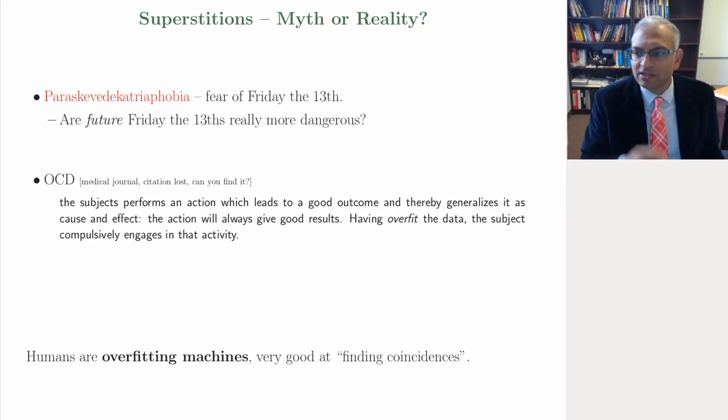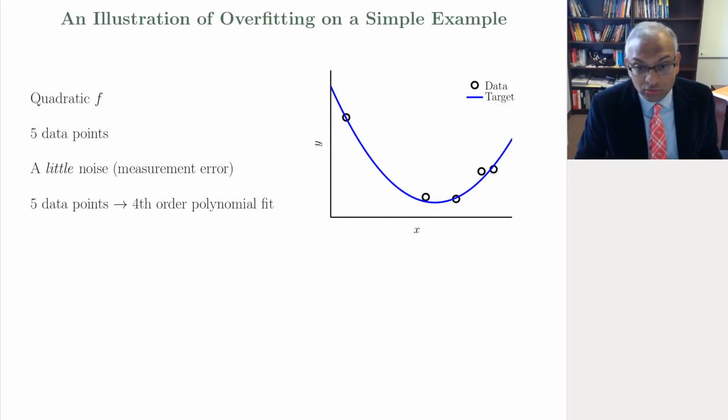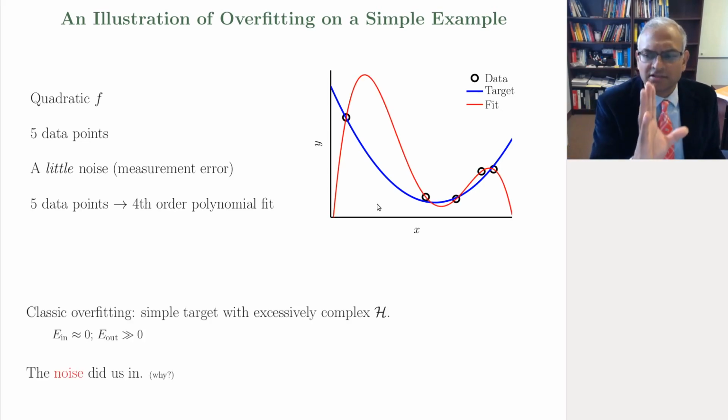Now let's try to pin this down for machines. I'm going to show you the typical scenario in which overfitting occurs. So here's a blue target function. It's a quadratic. I created 5 data points, and what's interesting about these data points is I've added a little bit of measurement error, so the data points are not quite on the blue target function. And since there are 5 points, a 4th order polynomial has 5 parameters, so let's try to fit with a 4th order polynomial, and you get nonsense.